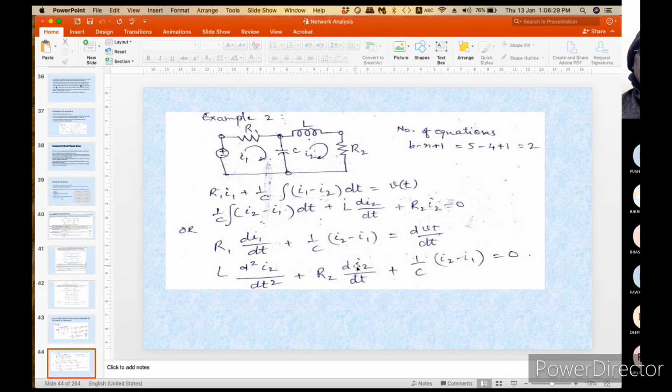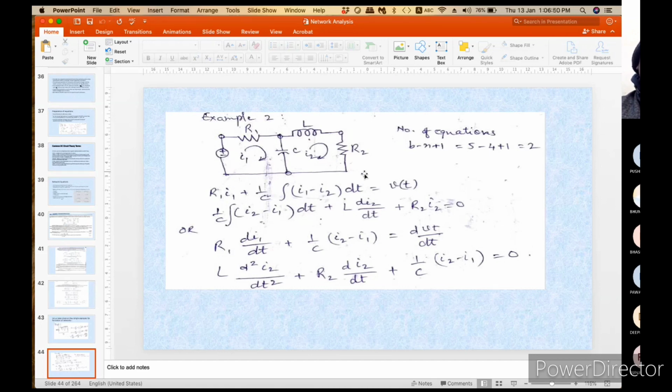ओके, now again you will, ये मेश एनालिसिस है ना? Hello, this is loop analysis और मेश एनालिसिस, right? It's called loop analysis और मेश एनालिसिस. लूप एनालिसिस भी कहते हैं उसको, या मेश एनालिसिस भी कहते हैं.